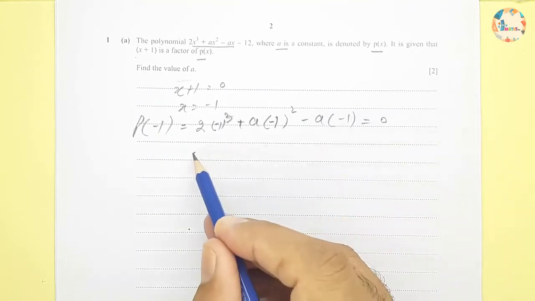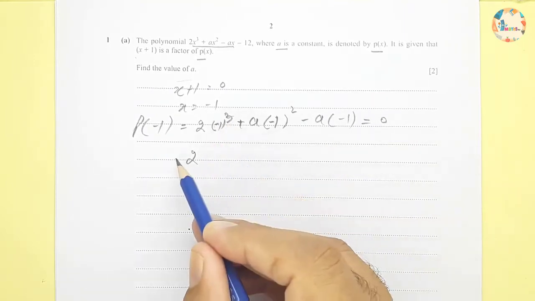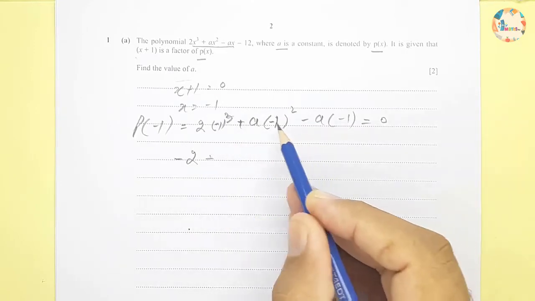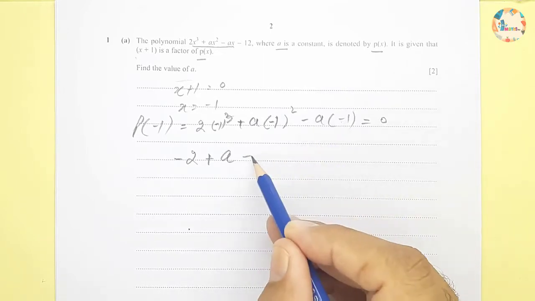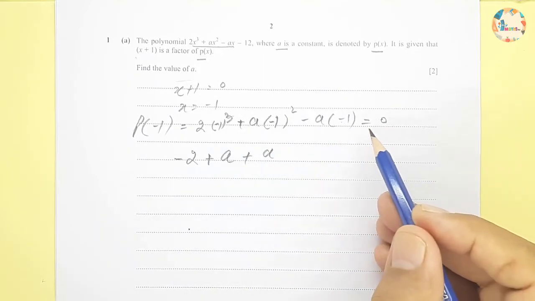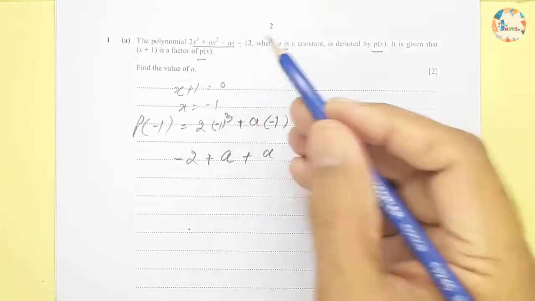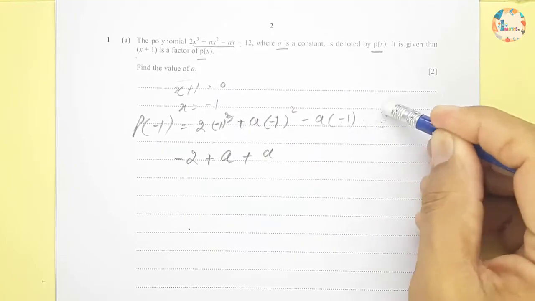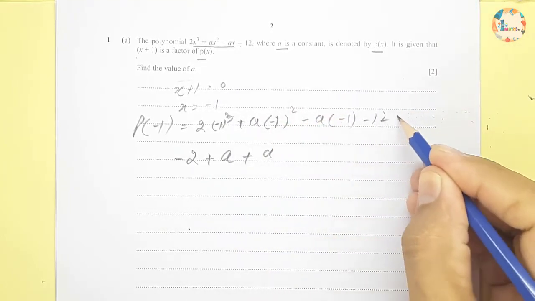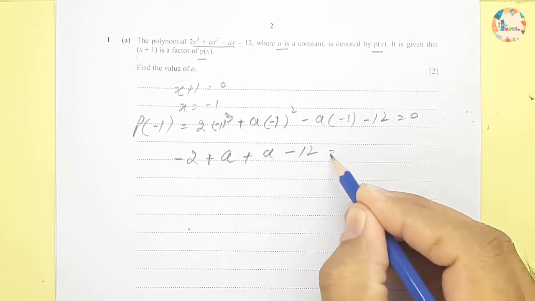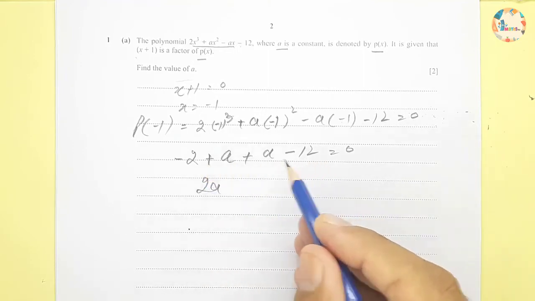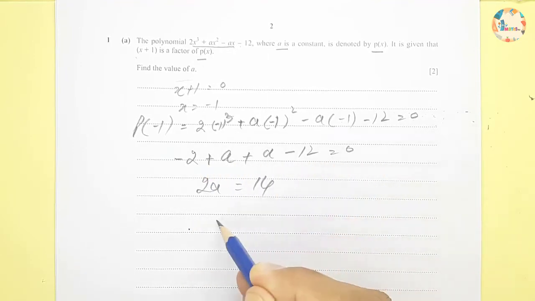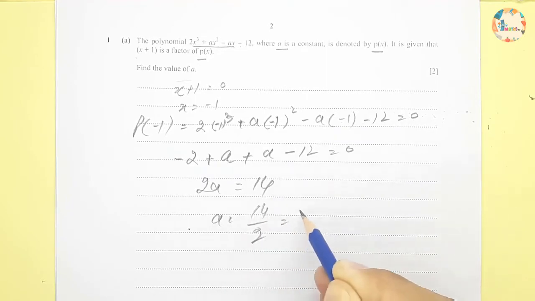So our equation will become, this will be 2 and this will be minus 1, so minus 2, and plus 1 into a will be a, minus into minus will be plus, so plus a, and there is this minus 12 also which we missed, so we'll add here minus 12 is equal to 0. So this will be 2a and this will be minus 14, so on the other side it will be 14, so a is equal to 14 over 2 which is equal to 7. So this will be our answer.